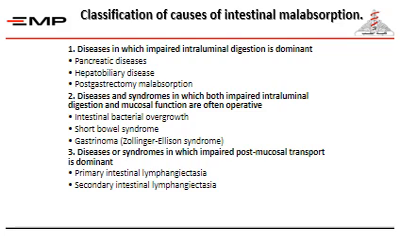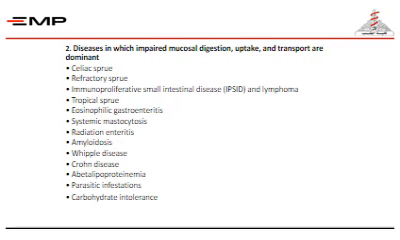This table shows some diseases in which impaired mucosal digestion, uptake, and transport are dominant. The commonest of which is celiac sprue. Others are refractory sprue, immunoproliferative small intestinal disease, lymphoma, tropical sprue, eosinophilic gastritis, systemic mastocytosis, radiation enteritis, amyloidosis, Whipple disease, Crohn's disease, abetalipoproteinemia, parasitic infestation, and lastly carbohydrate intolerance.